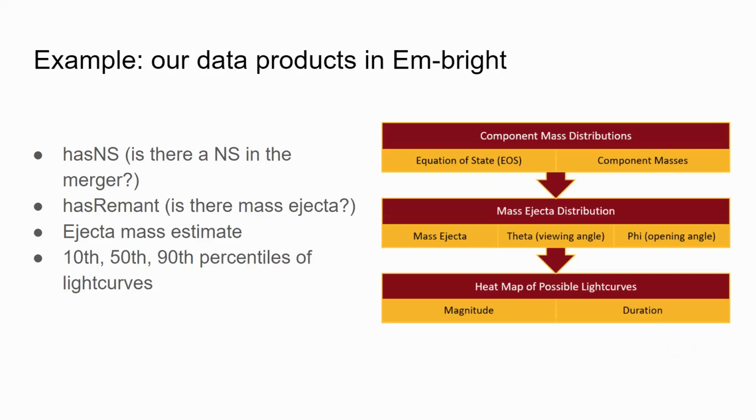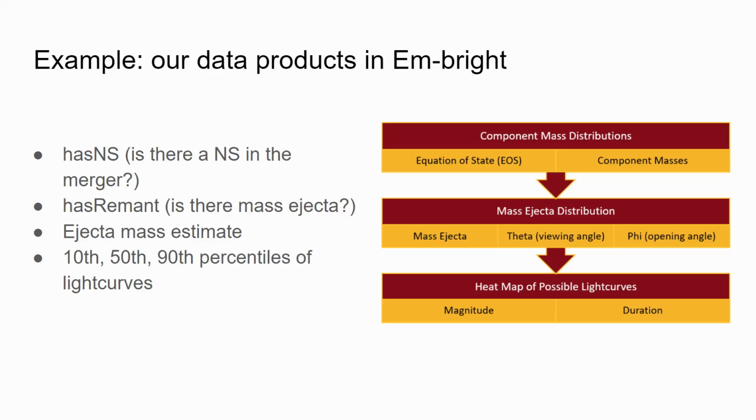So one of the things I work with is a package called EM-Bright, and we're incorporating, and that will be used by GW Celery for alerts. I'm just going to give an example of data products that are used in a real world scenario here. So one of the products is HAS-NS, and that is one that we work with. And it's essentially, is there a neutron star in the merger, right? Because as I've talked about, we care about BNS and NSBH.